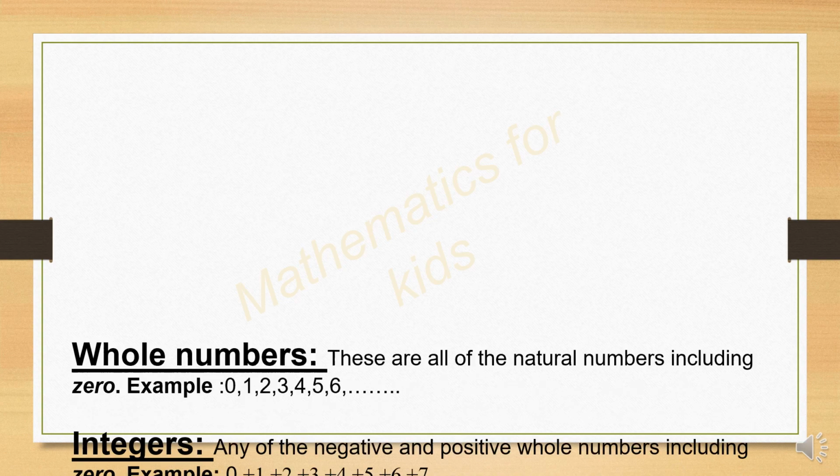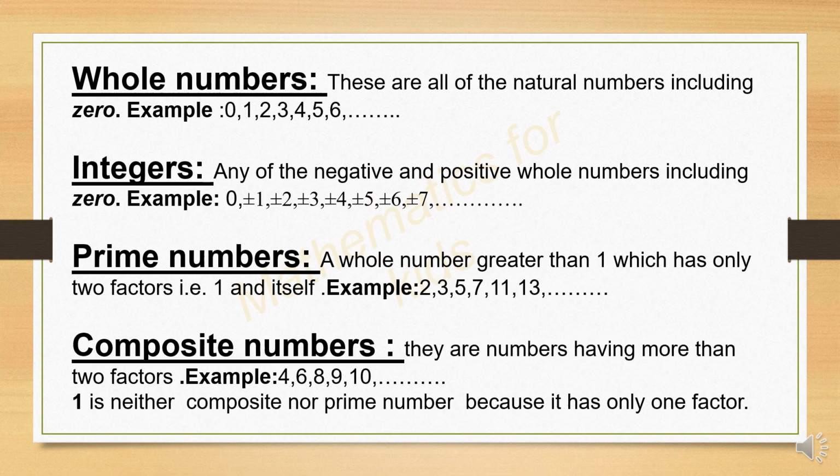A few other types of real numbers are whole numbers, integers, prime numbers and composite numbers. Whole numbers are natural numbers including 0, such as 0, 1, 2, 3, 4, 5 and 6. Integers are any of the negative and positive whole numbers including 0, such as 0, plus minus 1, plus minus 2, plus minus 3, plus minus 4 and so on.